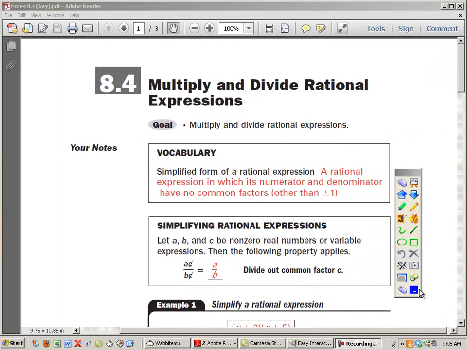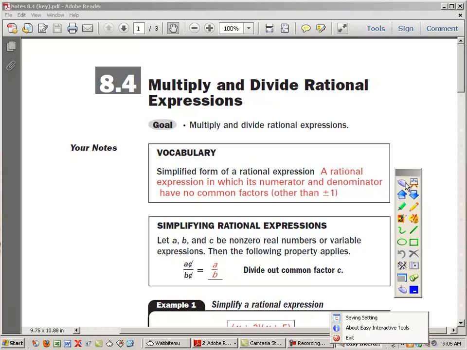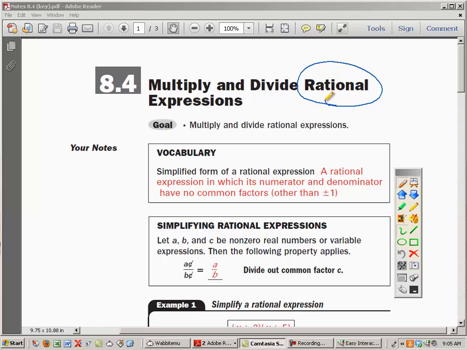Hi guys, welcome to lesson 8.4 on multiplying and dividing rational expressions. Again, these are rational expressions, which means basically they're some sort of an expression involving a fraction. Now this lesson is going to go really well if you have a very firm grasp of factoring.